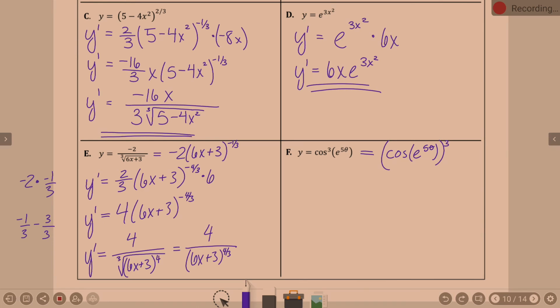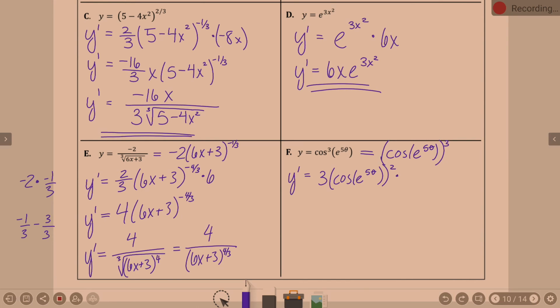Okay, are we ready to give this a try? What is my outside function, my outermost function? Cube. Something raised to the 3rd. How do we do the derivative of something raised to the 3rd? The 3 goes out front, keeping the inside, so keeping it as cosine of e to the 5 theta. The power of 3, subtract 1 becomes a 2. That's my outside function, yes?